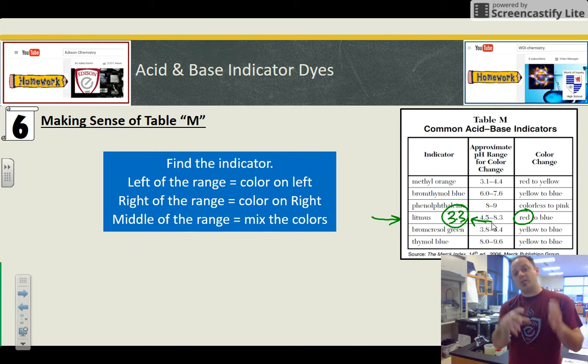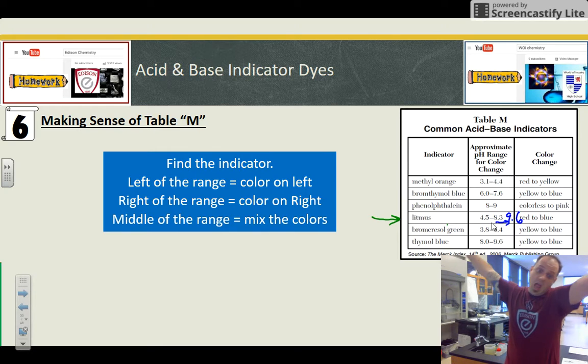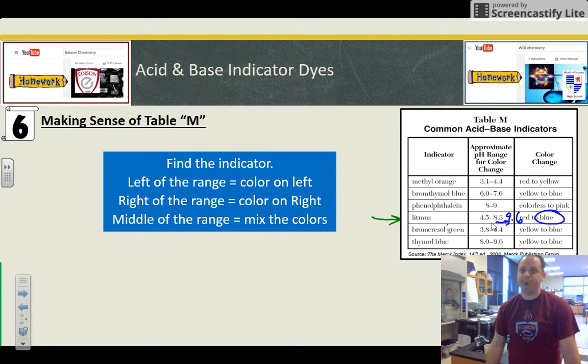Remember, these dyes change color. Now, to the right of the range listed in the approximate pH range: if my pH were 9.6, that would be to the right of 8.3, and it would be blue. And if it's perfectly in the middle, what do you think you do? That would be like 6.0, right in the middle. You'd mix red and blue and make purple.